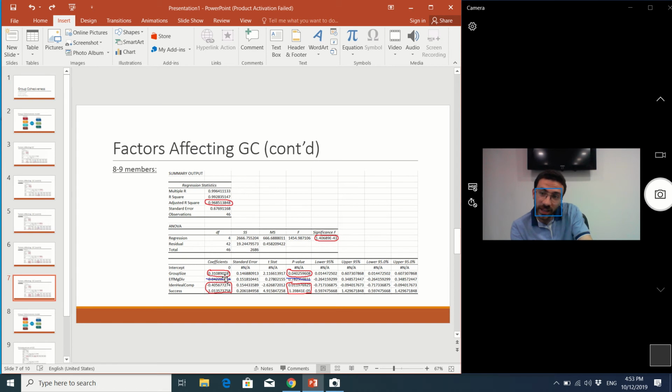Now moving to 8 to 9 members, here effective management of diversity is the only factor that does not affect group cohesiveness. We have success, identity and healthy competition, and group size, which technically means that groups of 9 members seem to have a higher group cohesiveness than groups of 8, because the bigger the group, the higher the group cohesiveness.